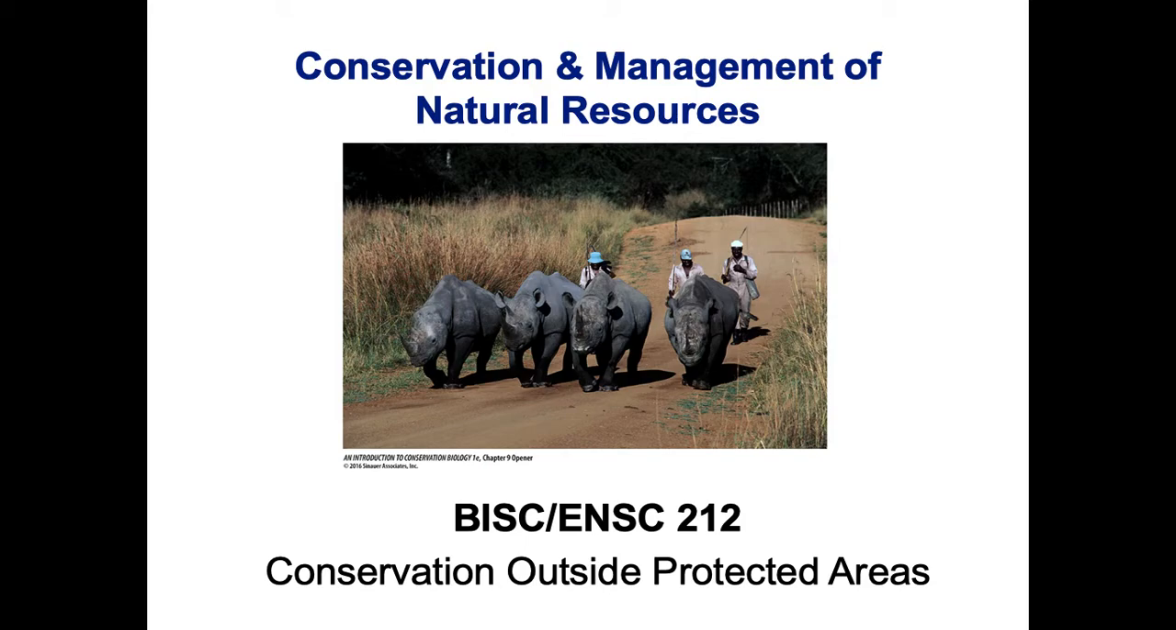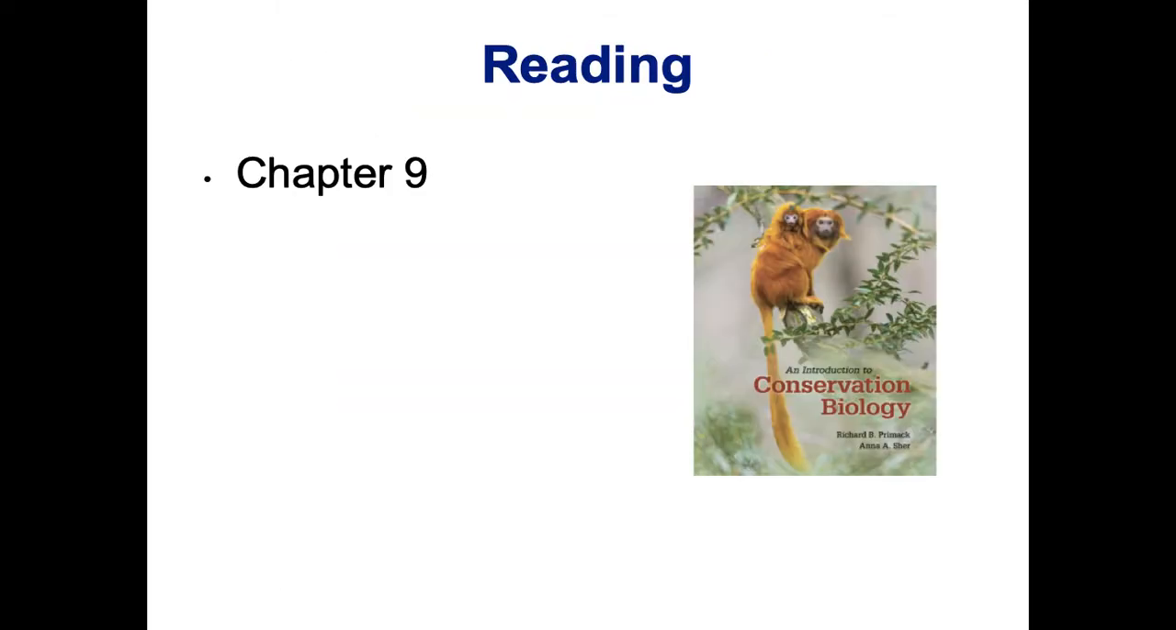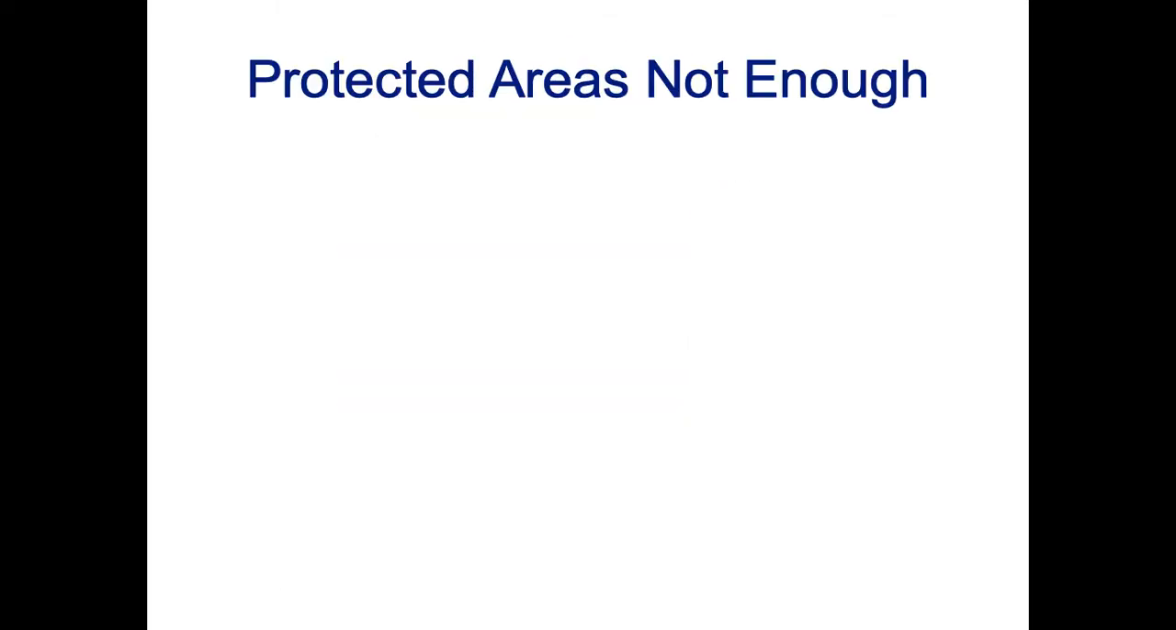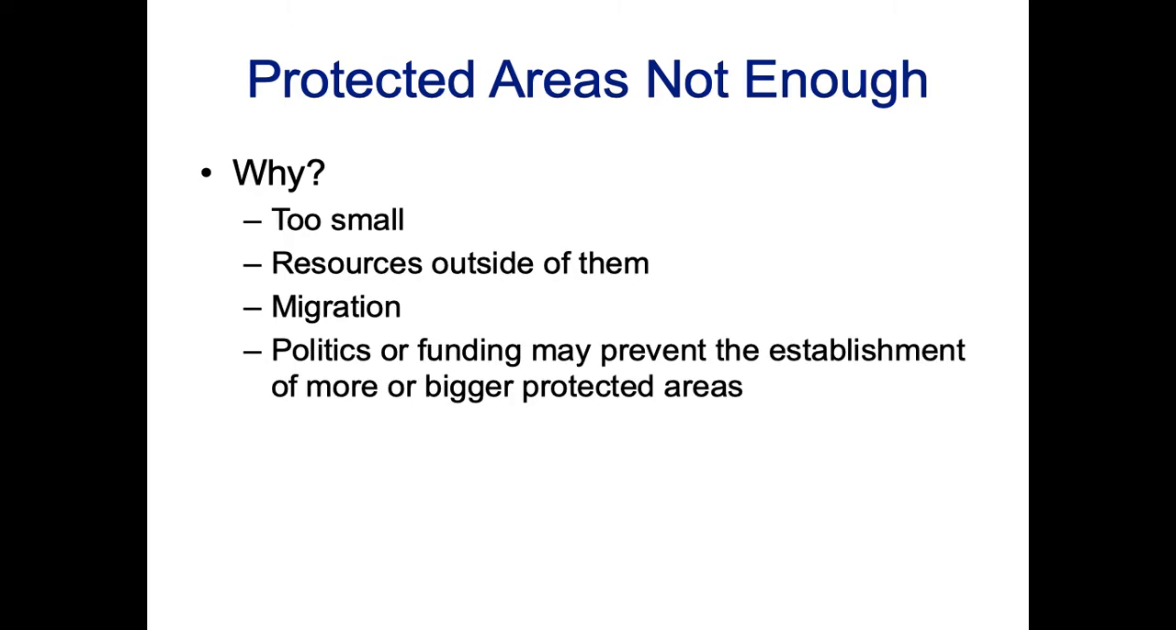Okay, so we're moving on to the next section, which is conservation outside of protected areas. And this is chapter 9 in your book. The reason we're talking about this is that protected areas are just not enough. Why? They're often too small. There may be important resources outside of them. Some species may need to migrate, so they need to move through areas to get from one protected area to the next. Politics or funding may prevent the establishment of more or bigger protected areas.